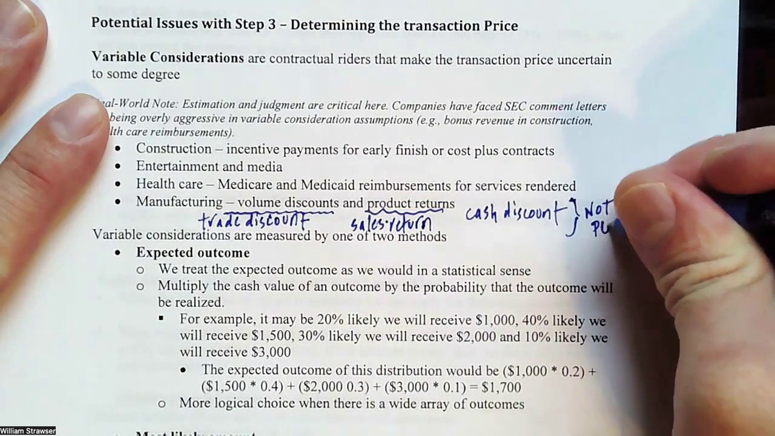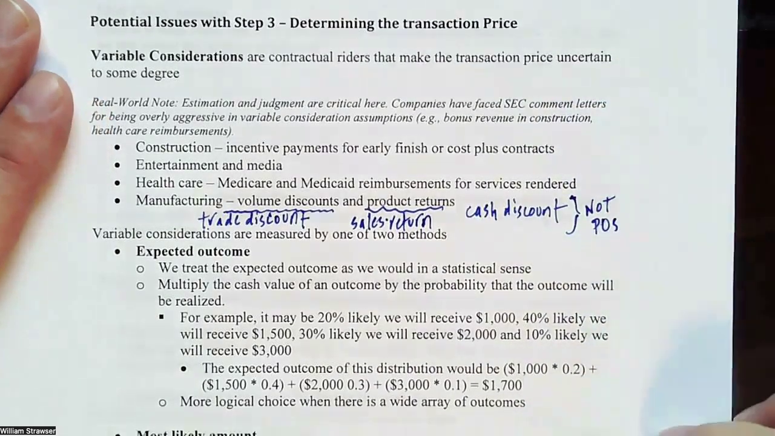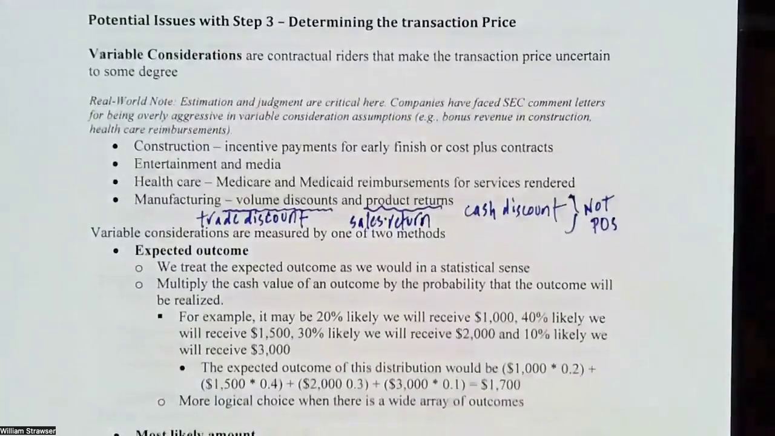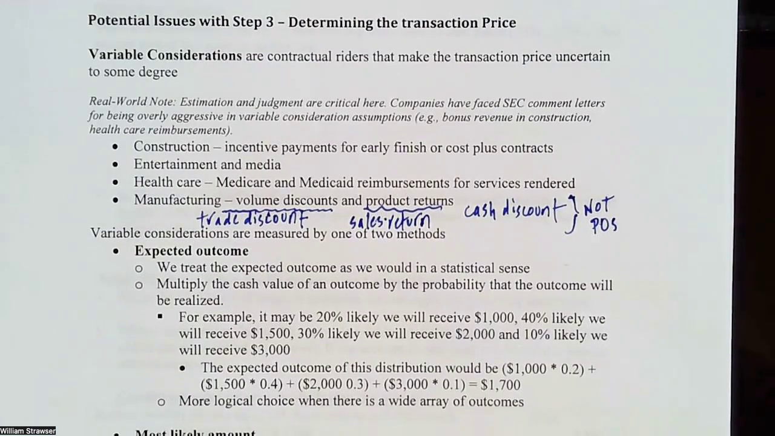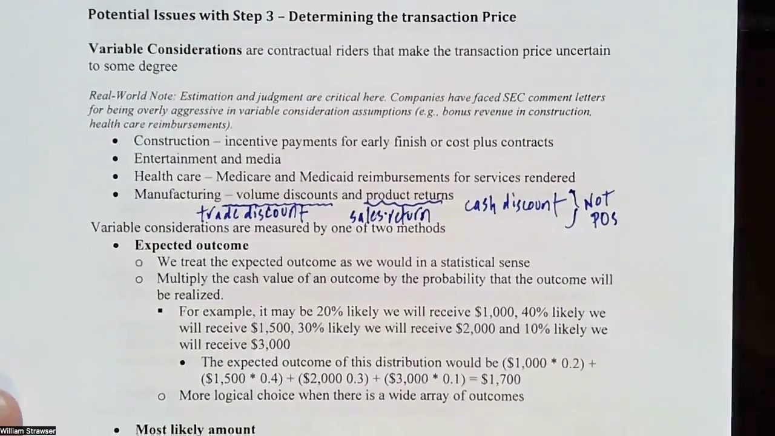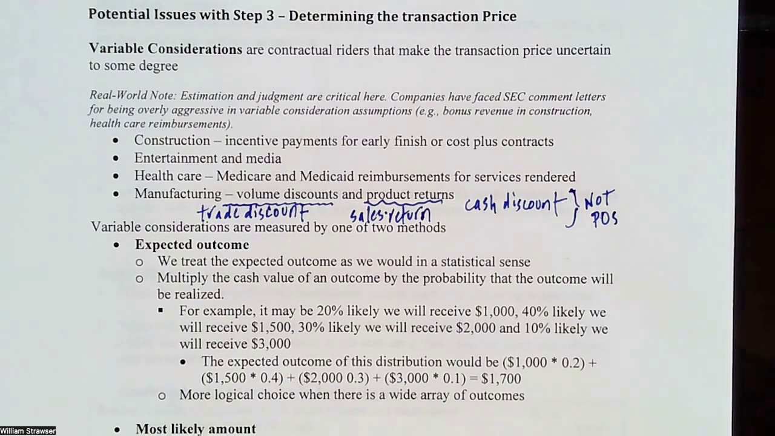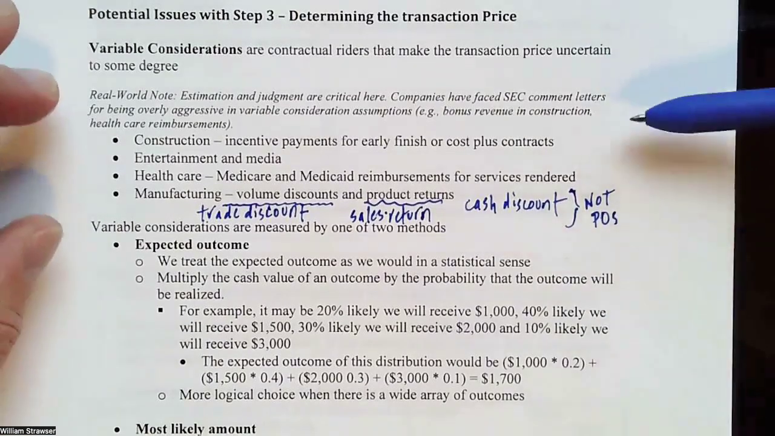But when there is some bonus for meeting standards or thresholds, or other types of variable consideration, this definitely is something that can influence our recording of the revenue we want to recognize.